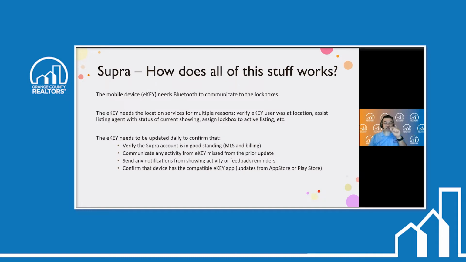It will send the notifications also. You'll also receive notifications to get feedback reminders. Also, you'll get information as to who's accessed your lockbox if you're representing a seller. And then also one last thing, it confirms that the device you're using, cell phone or a tablet, has the compatible eKey application, because in some rare cases, it's going to disable it.